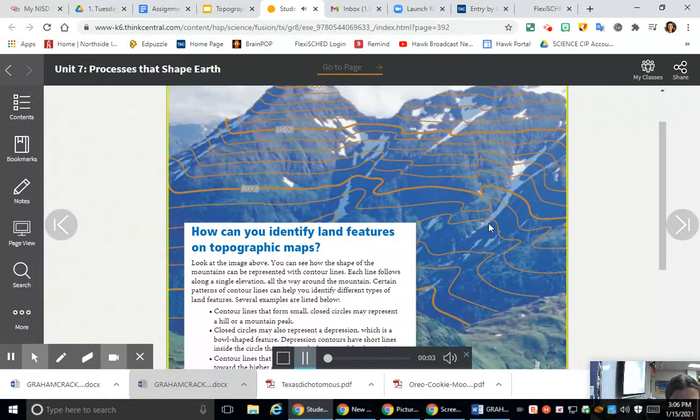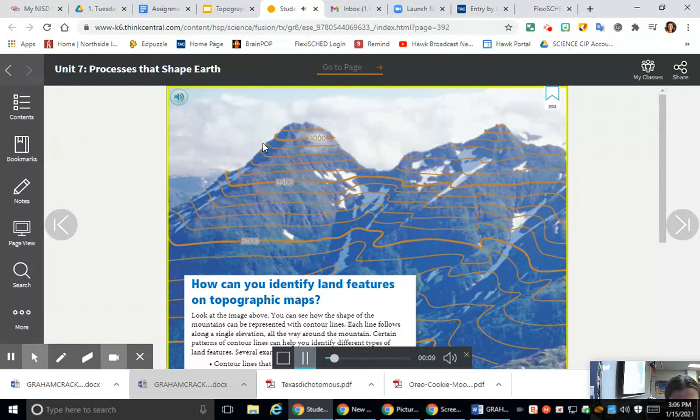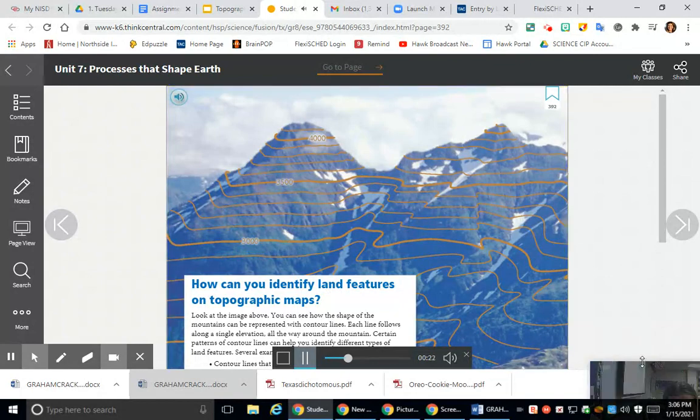How can you identify land features on topographic maps? Look at the image above. You can see how the shape of the mountains can be represented with contour lines. Each line follows along a single elevation, all the way around the mountain. Certain patterns of contour lines can help you identify different types of land features. Several examples are listed below.